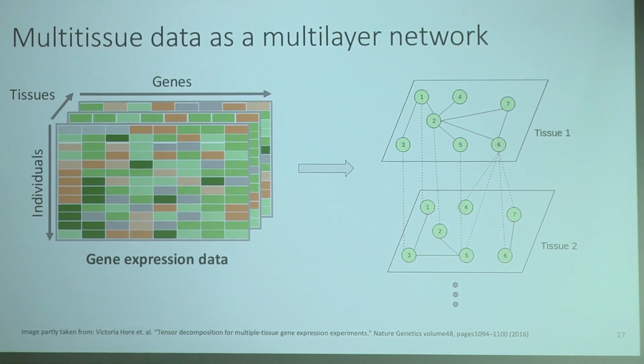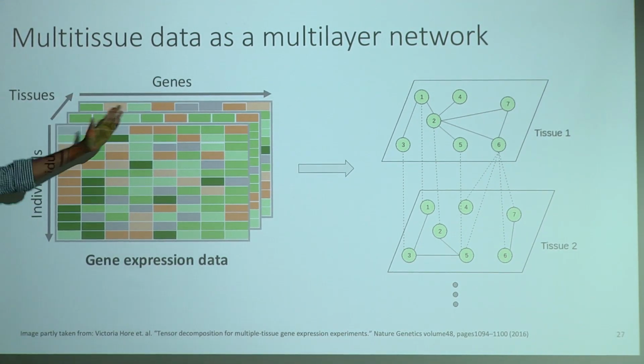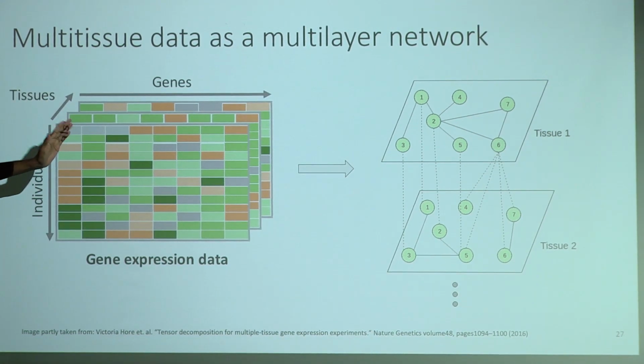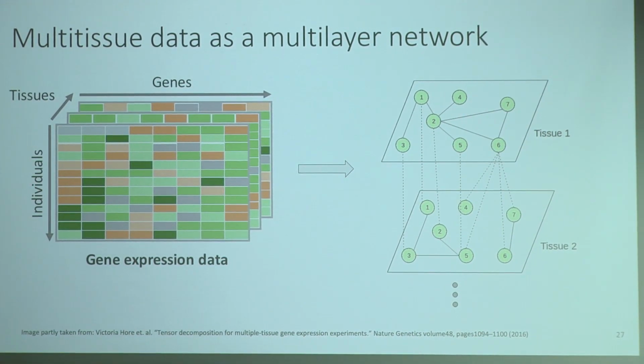And this is the schematic. From this multi-tissue genomic data, where across every individual you have profiled multiple tissues, all of the genes, right? So this is a 3D matrix. From that you apply a correlation to get those different tissues. Each tissue is a layer, so that's why we call it a multi-layer network. Layer and tissue are used interchangeably, right?